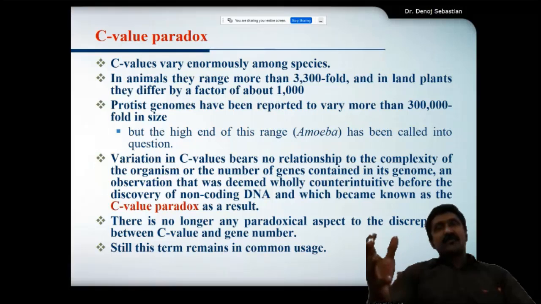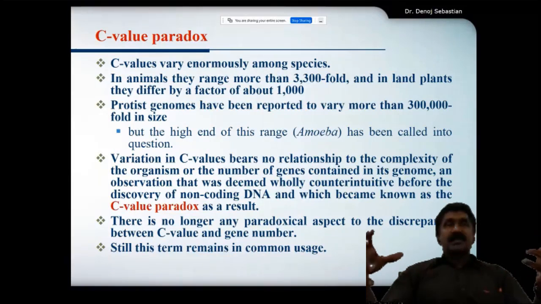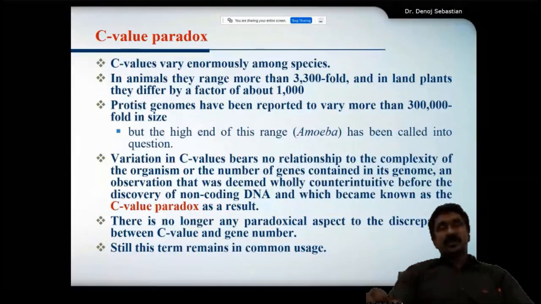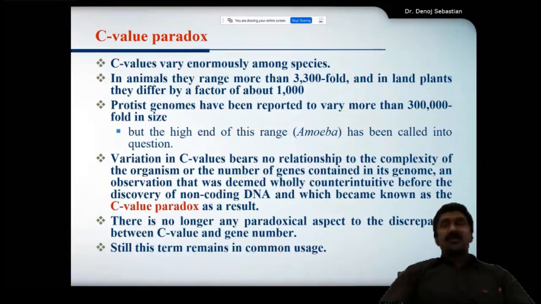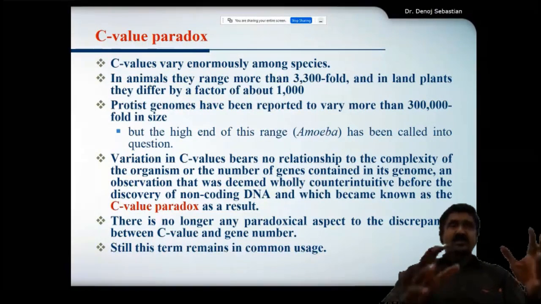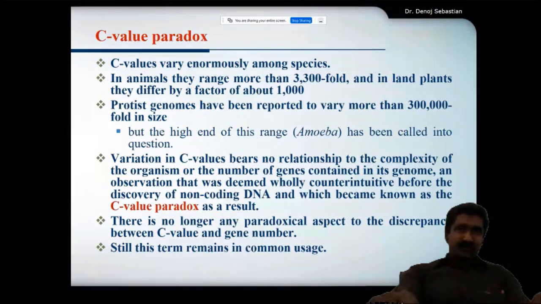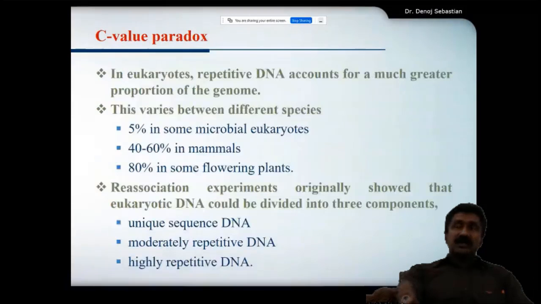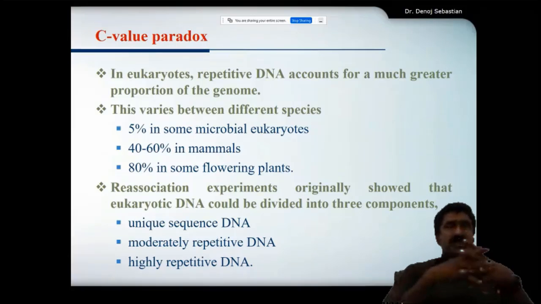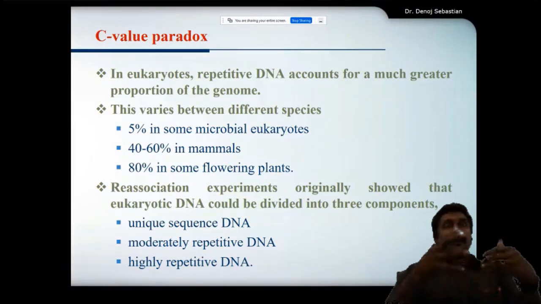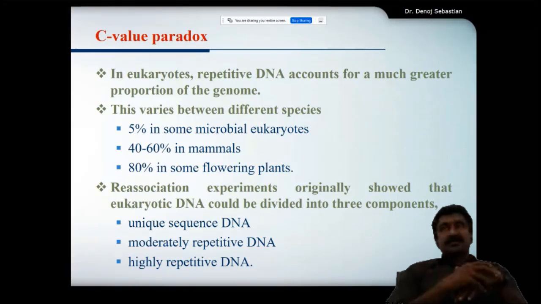With the higher value of non-coding regions in some amphibians, insects or flowering plants, the genome size will increase, but the overall complexity of the phylum will not increase, it will be the same. So this is about the C value paradox. Now we can explain it, so the C value paradox doesn't exist anymore. Still, this term remains in common usage, but it is no more a paradox.